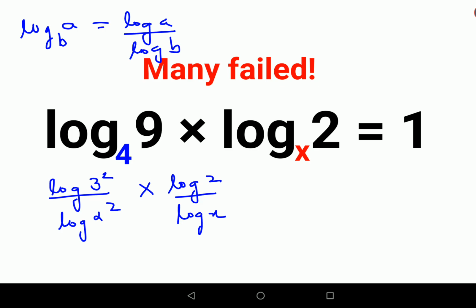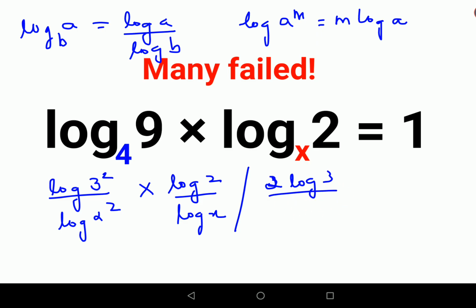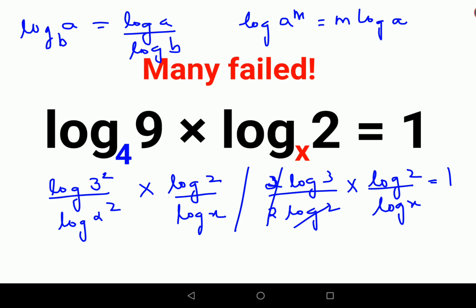Now very important, log of any number a raised to m can be written as m log a. So here I can write this as nothing but 2 log 3 upon 2 log 2 into log of 2 upon log of x equals to 1. So this will cancel, and this will also cancel. So now all we are left with is log of 3 upon log x.